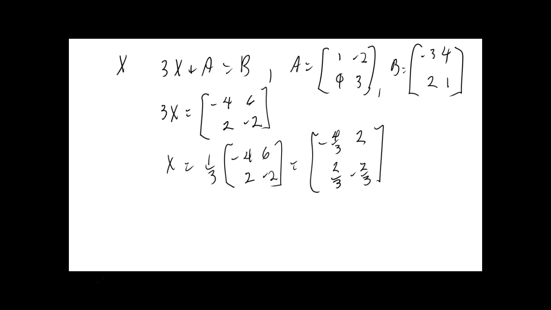No, it wouldn't be defined because BA would then be a 3 by 3 times 2 by 3. The middle ones don't match. Can't even do it. But even when you can, that still doesn't guarantee commutativity.